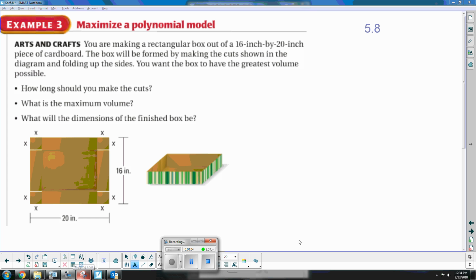This is part 2. This is the story problem example. So we're going to look at a word problem that deals with maximizing volume. And in this particular example, we're looking at the volume of a box. So if you just take a second, I'm not going to read it aloud, take a second to read through this problem.